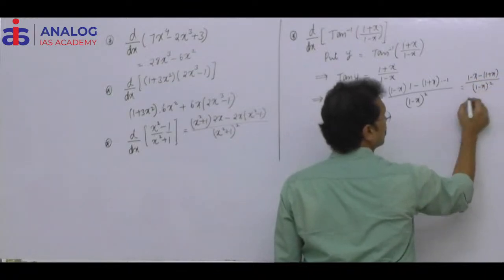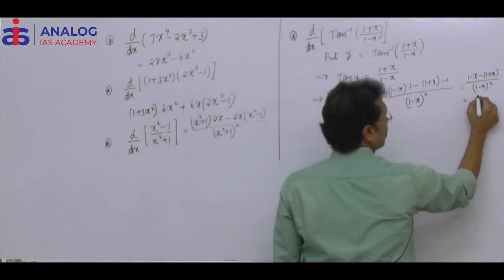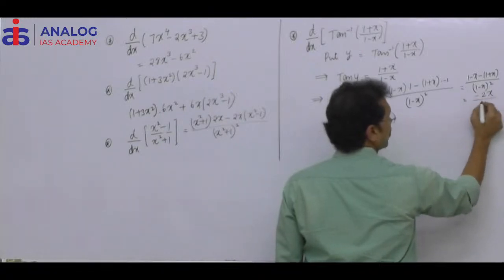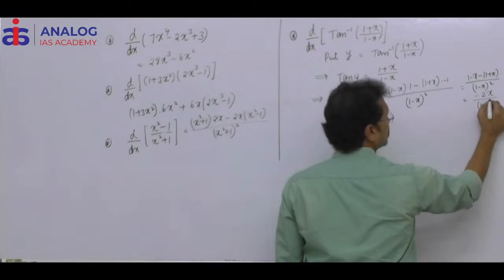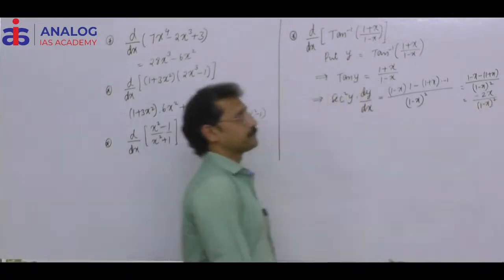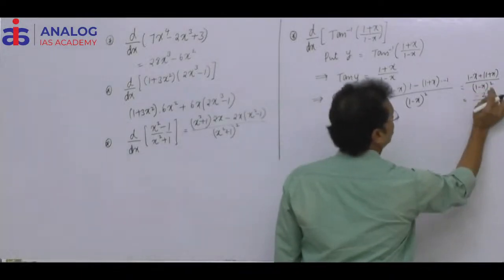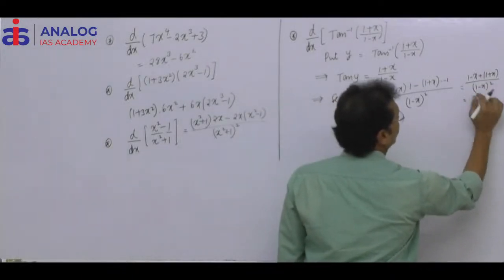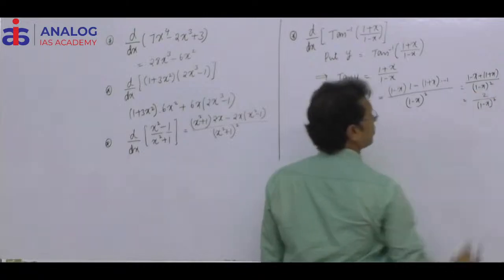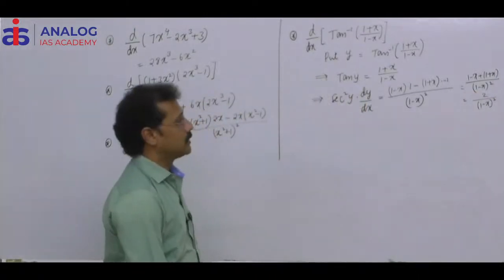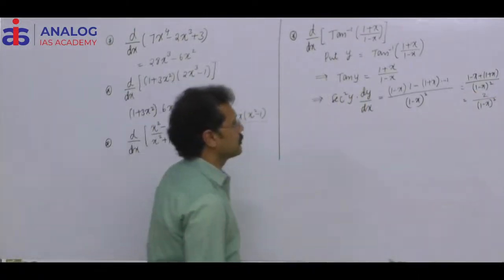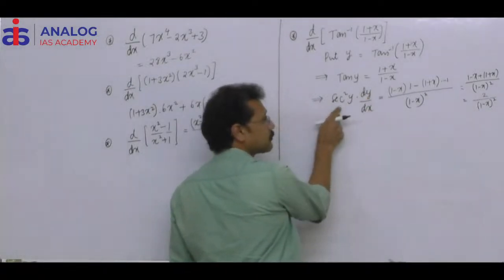What does that become? Minus 2x by 1 minus x whole square. Minus times minus becomes plus, right? In that case this becomes 2. Okay, 2 by 1 minus x whole square. What is this? This is secant square y into dy by dx.